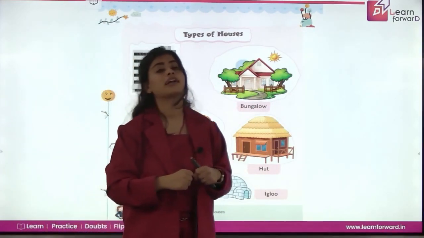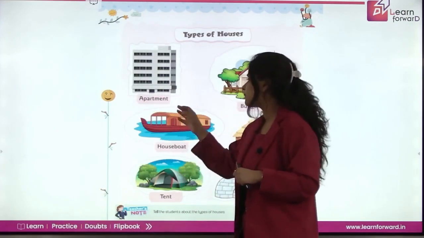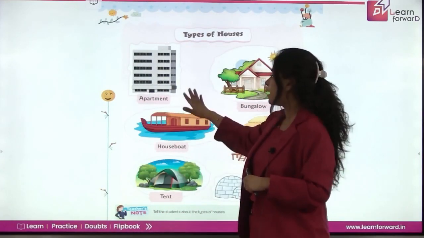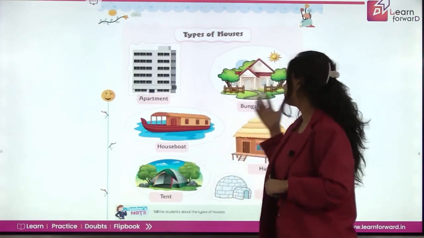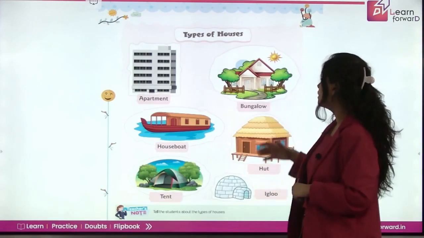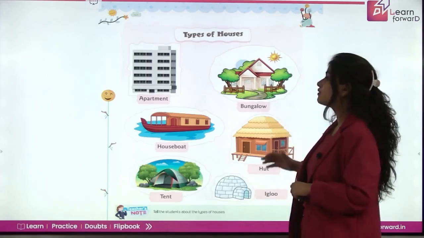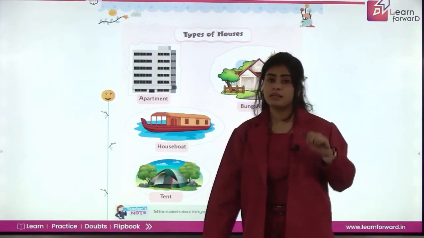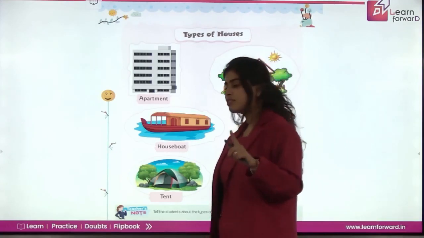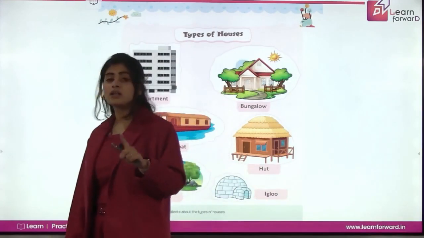Okay, that is called an apartment. It's a type of big building. An apartment is a big building. Okay. Next is the bungalow. A bungalow is a very big house where only a single family lives, जहाँ पे सिर्फ one family रहती है. That is called a bungalow.